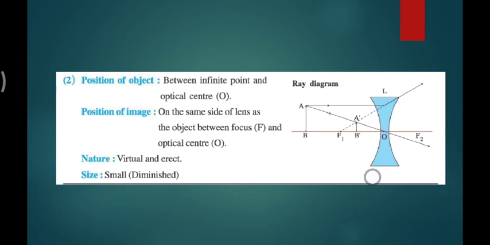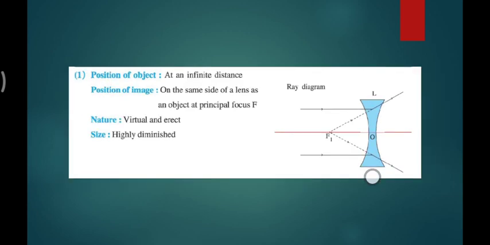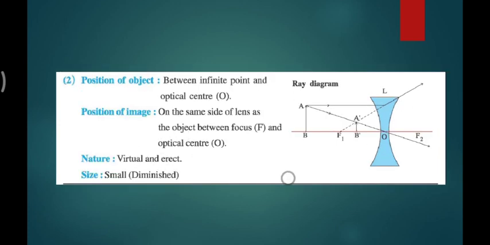So we can make a judgment: the concave lens always forms a virtual and erect image. This is what we discussed today about image formation using lenses. Thank you very much.